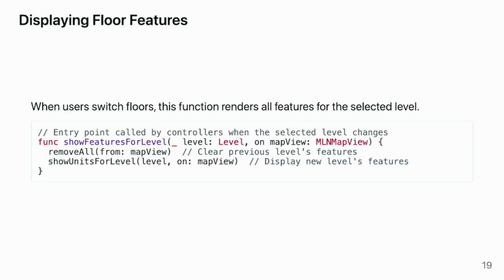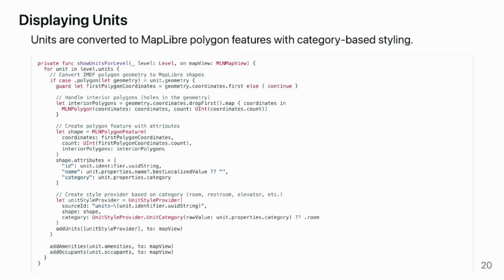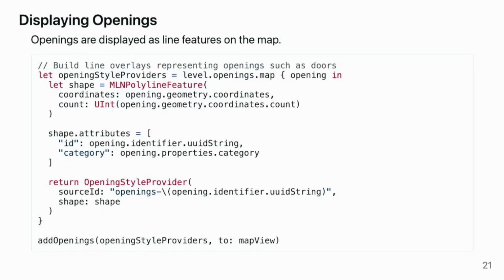When the user switches floors, this function renders all features for the selected level. This function processes each unit on the level. First, it converts the IMDF polygon geometry into MapLibre polygon features. And then it creates a style provider based on the unit's category, which determines the fill color for different unit categories. Finally, it adds any amenities and occupants associated with that unit.